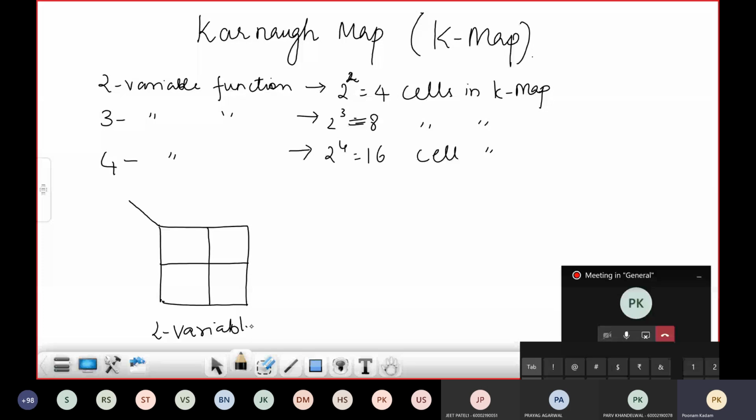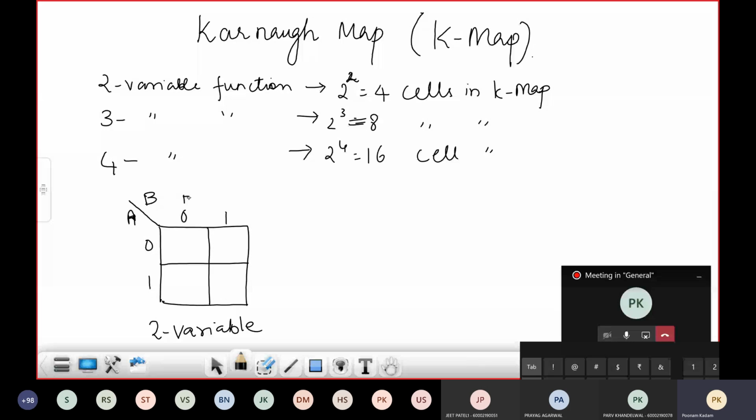Now, if I say the two inputs or variables of the function are A and B, the label is like this: A on one side, B on the other side. Which means that each row will be labeled in terms of A, and each column is labeled in terms of B. We know that a single variable can take either 0 value or 1 value. So A will take either 0 or 1, and similarly B can take either 0 or 1. Either we label the rows and columns like this, or you can also label it like this.